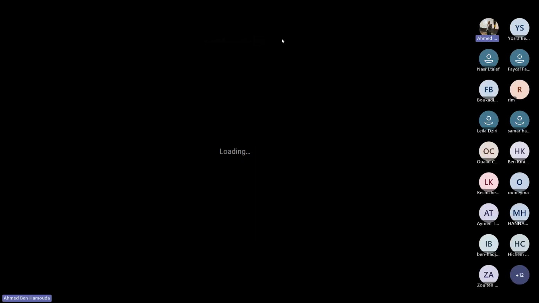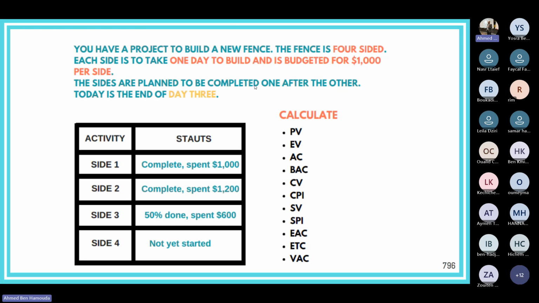All right. So let's have this exercise now. It's a pretty easy exercise about earned value measurements. So we can practice again all those 14, 16 formulas which we've seen so far.